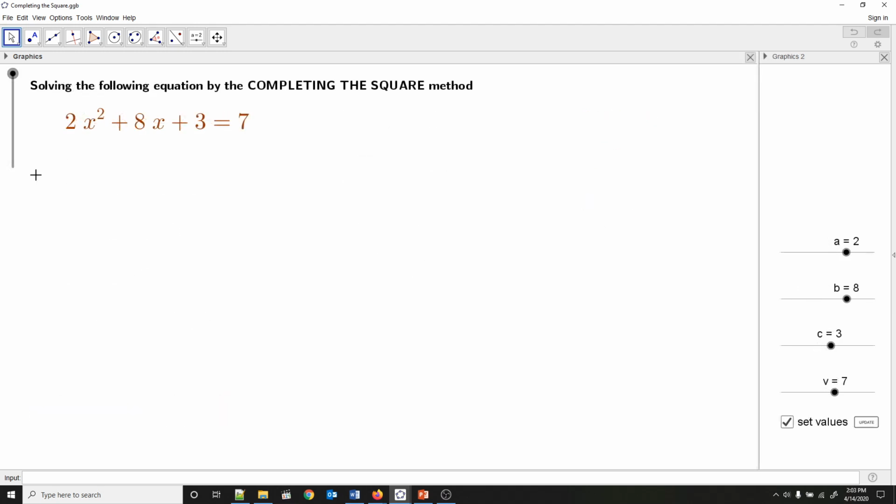Now let's look at 2x squared plus 8x plus 3 equals 7. You may recall that our first step is to actually divide all the terms by a, which in this case is 2.